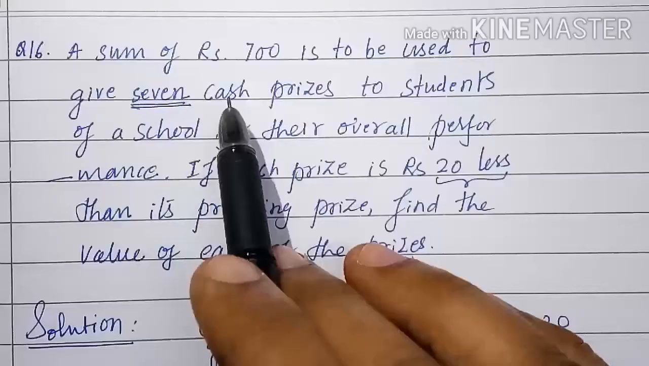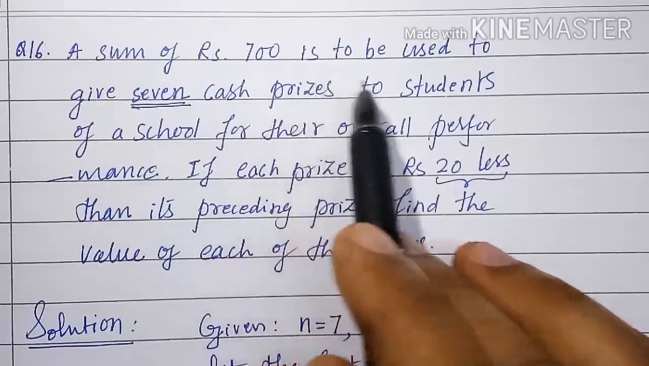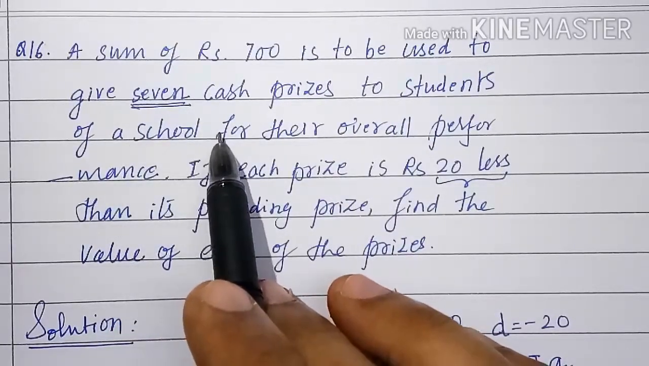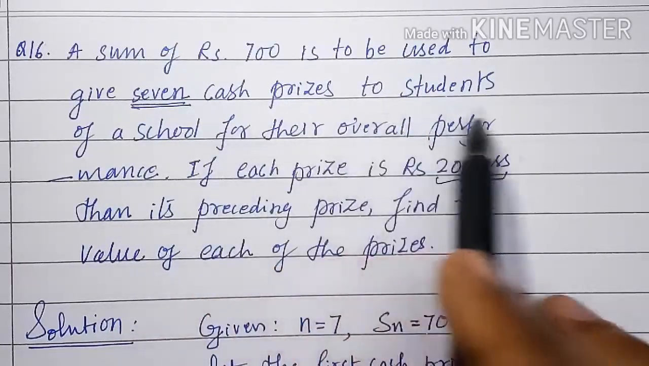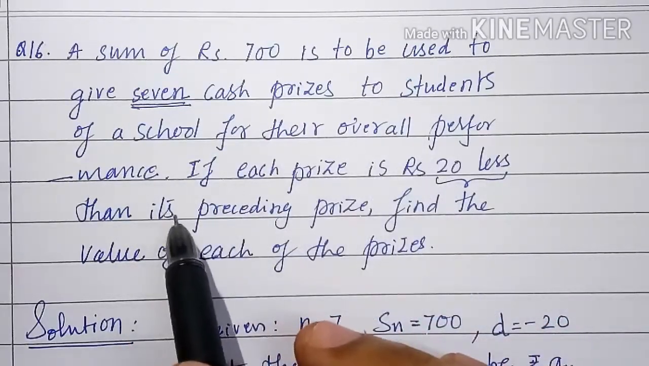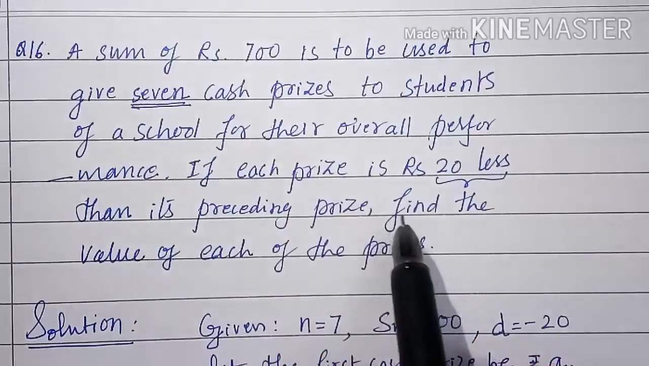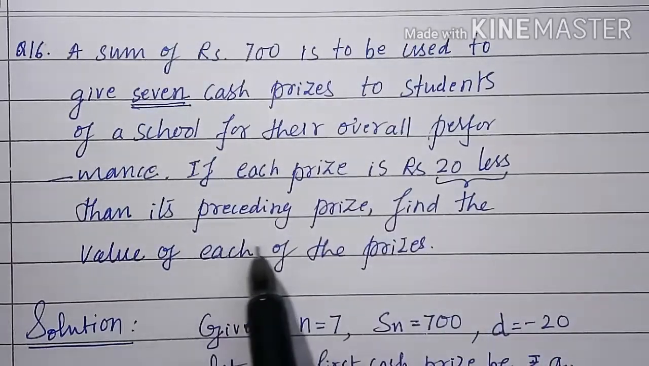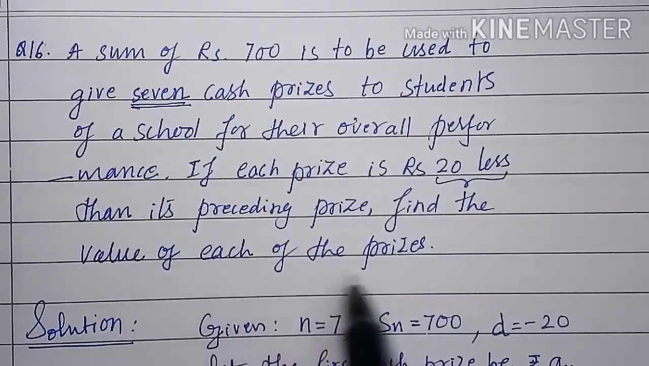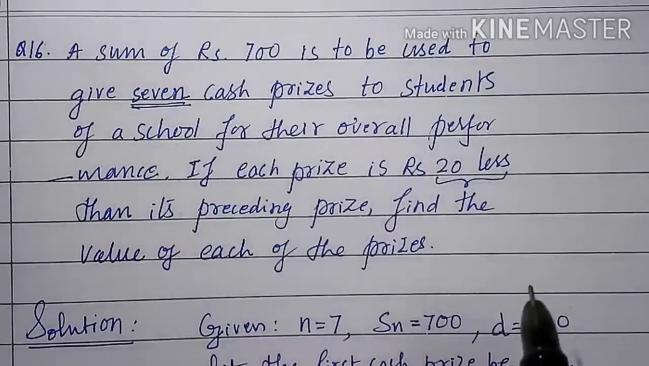Question number 16. A sum of rupees 700 is to be used to give 7 cash prizes to students of a school for their overall performance. If each prize is rupees 20 less than its preceding prize, find the value of each of the prizes.